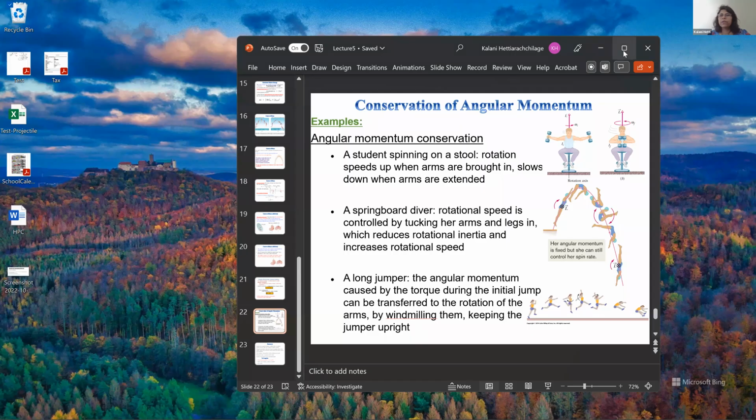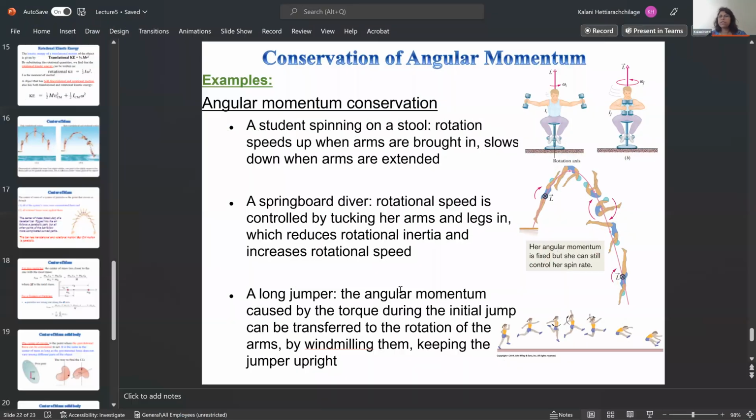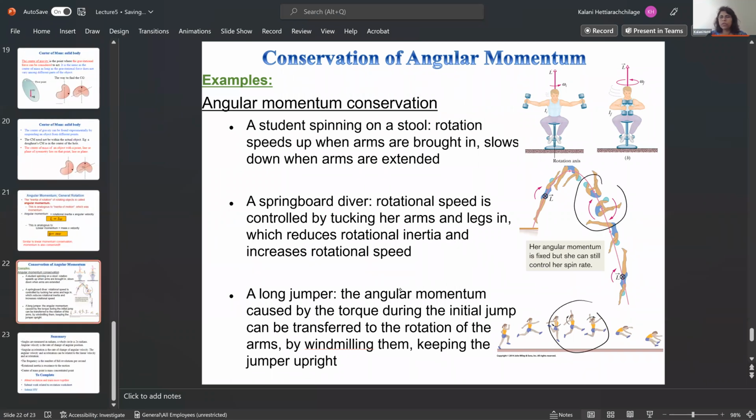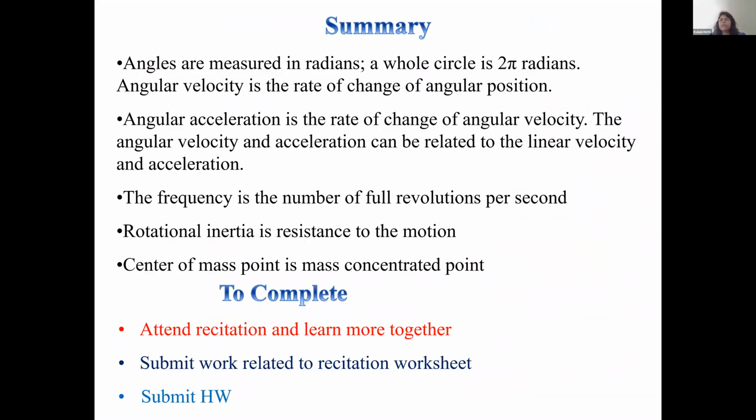Okay, there are some other applications, probably diving and long jumping. You can move faster by bringing your body together. That's the application of angular momentum. Okay, so that's it for this section. And again, make sure you attend the recitations and do the homework and the worksheet problems as much as possible.